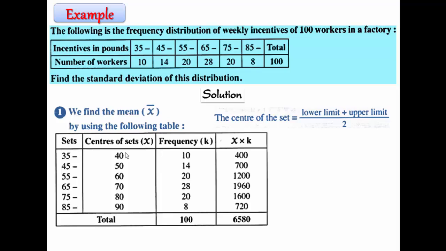Then I will cancel this column and use the x column and the k column. This column is the product of both of them: 40 by 10 equals 400, 50 by 14 equals 700, 60 by 20 equals 1200, 70 by 28 equals 1960, 80 by 20 equals 1600, 90 by 8 equals 720. The total here will be 6580, and the total of k will be 100 as shown.